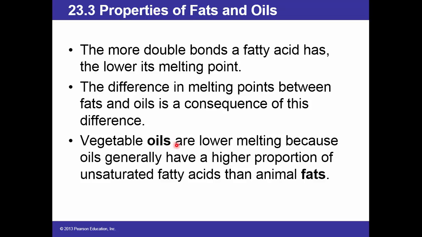Now vegetable oils are lower melting because oils generally have a higher proportion of unsaturated fatty acids than animal fats. This is the reason vegetable oils have lower melting points. Why? Because oils have a higher percentage of unsaturated fatty acids in relation to animal fats.